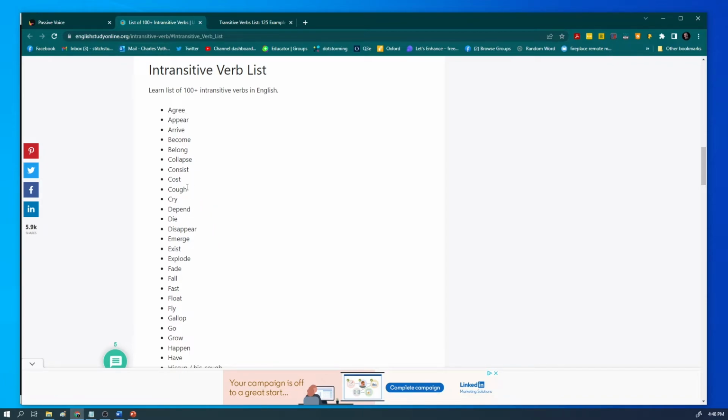Okay, so here are some intransitive verbs. So I cannot say he coughed something. I cannot have an object here. I cannot say he coughed air or he coughed spit. It's never possible to have an object after he coughed.